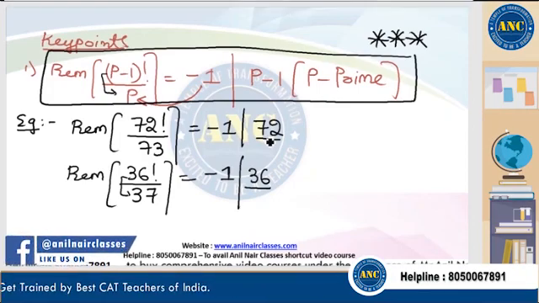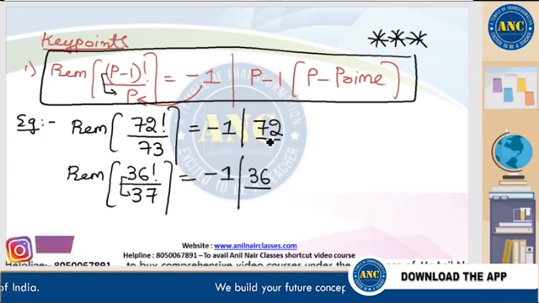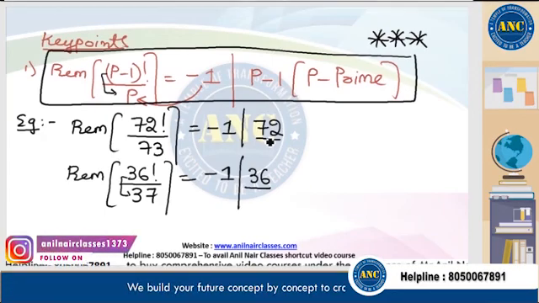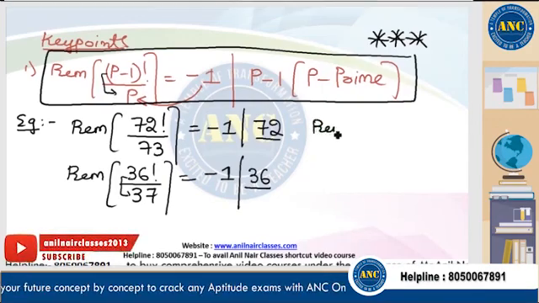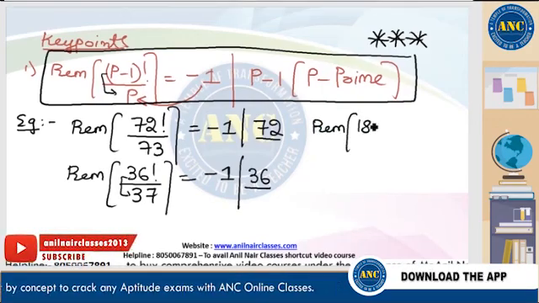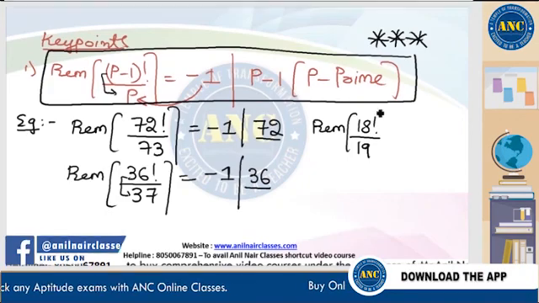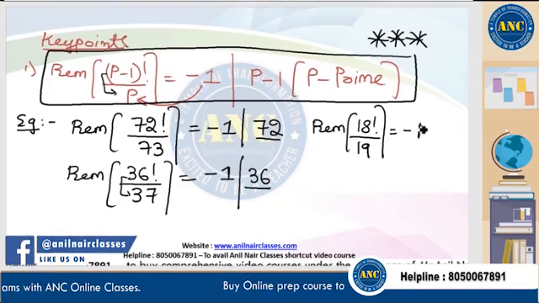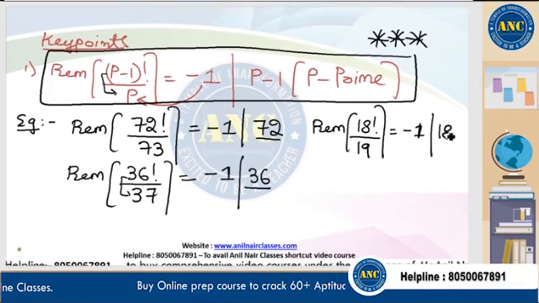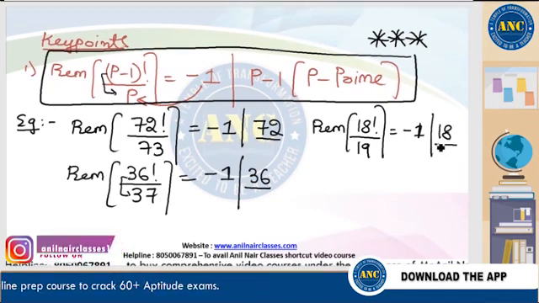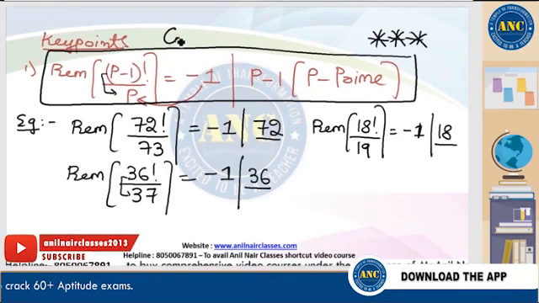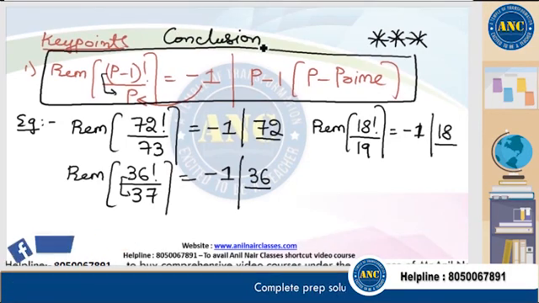I hope the first application is very clear. Remainder when P minus 1 factorial is divided by P is minus 1. Last example: 18 factorial divided by 19. Negative remainder is minus 1, positive remainder is 18. Two problems, then the conclusion. This is the first conclusion of Wilson's theorem.